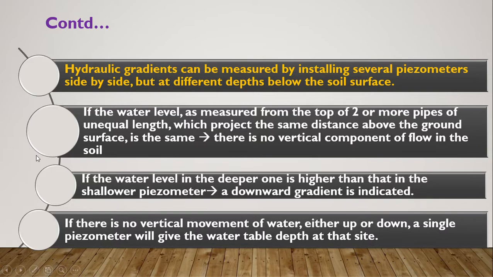If the water level in the deeper piezometer is higher than in the shallower piezometer, a downward gradient is indicated. If there is no vertical movement of water either up or down, a single piezometer will give the water table depth at that site. So this is how we can take the readings.